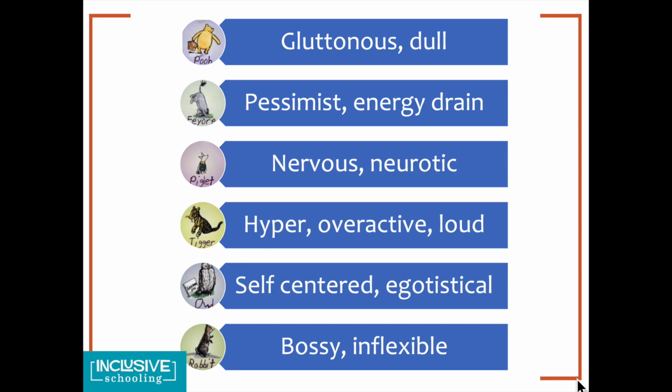Now I'm going to look at these same characters through a different lens. I'm going to use a deficit-based lens to see those same characters. So as you can see here, we've got Pooh Bear, gluttonous, and dull. Eeyore, pessimistic, energy drain. Piglet, nervous, neurotic. Tigger, hyperactive, overactive, and loud. Owl, self-centered, egotistical, and Rabbit, bossy and inflexible.